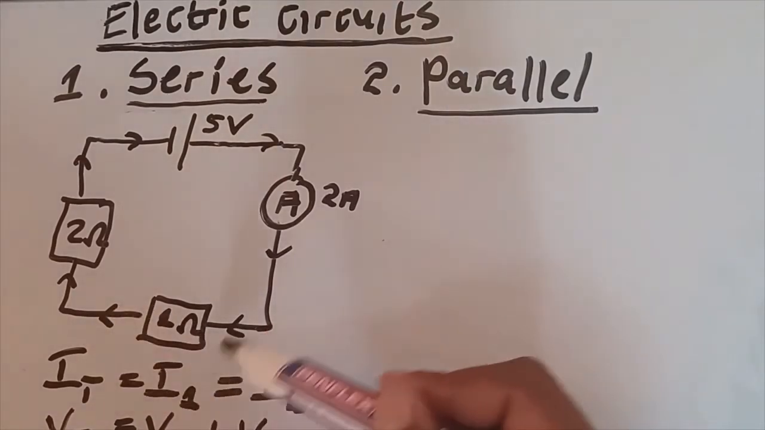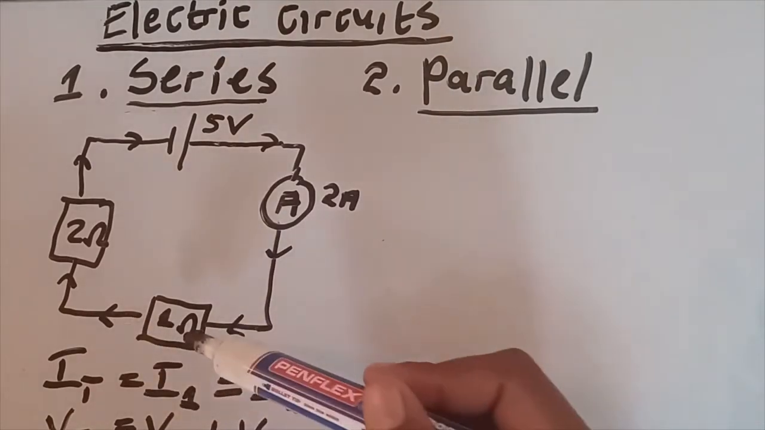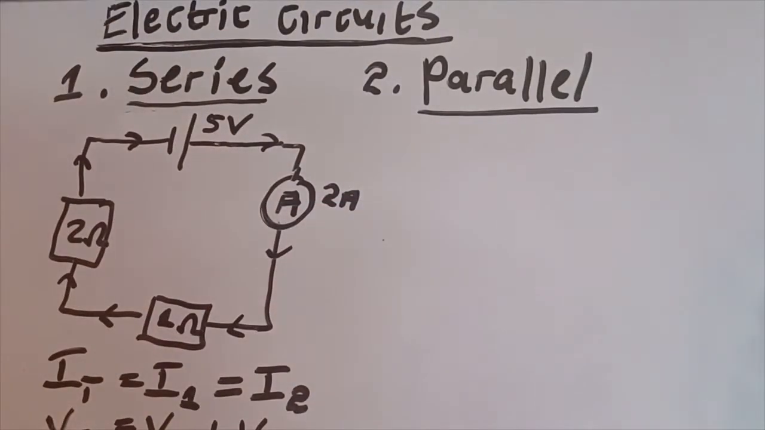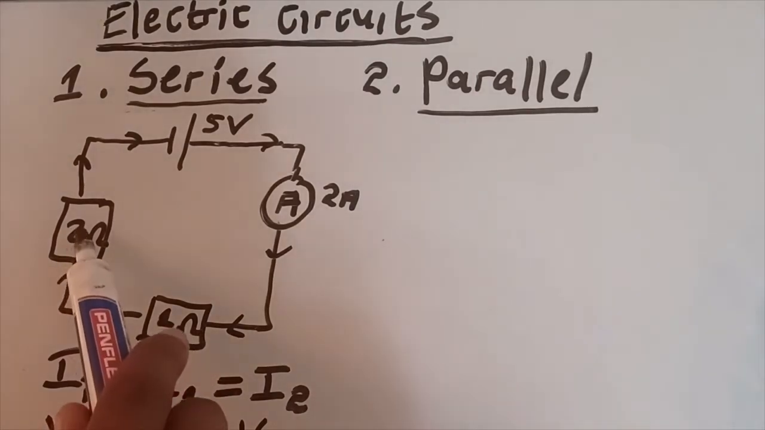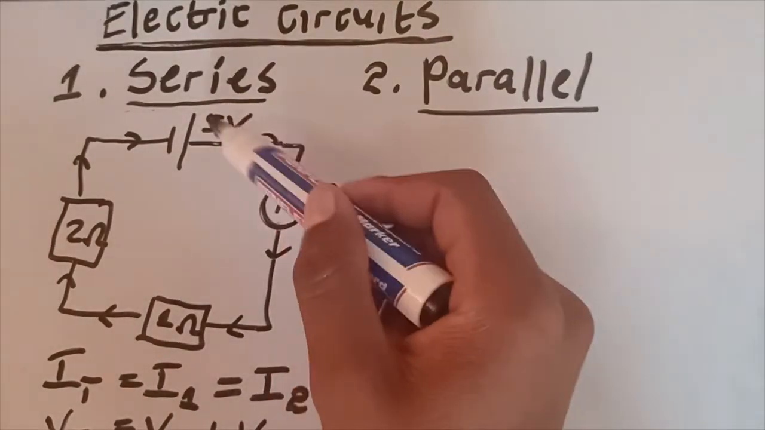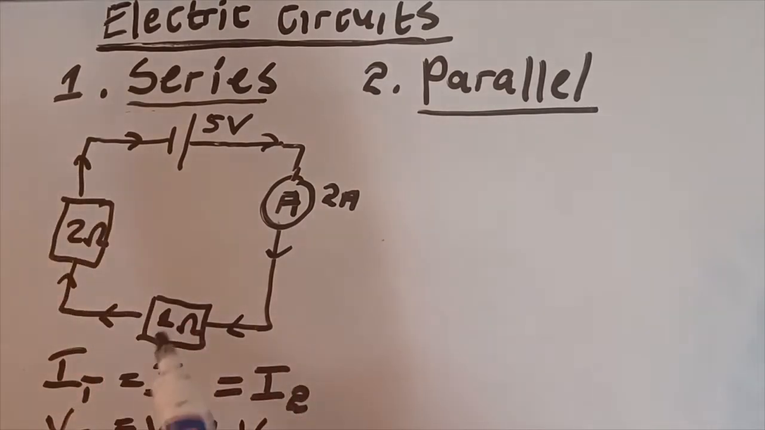Meaning if we put a voltmeter here, the voltmeter is going to read a different reading compared to the 2 ohm resistor, because when we talk about a resistor, we're talking about something that is going to resist the flow of current. So the energy used here is not the same as the energy used in this resistor. That's why we say the total voltage is going to be the voltage that passes here plus the voltage that passes here. Then they must give us a total of 5 volts.